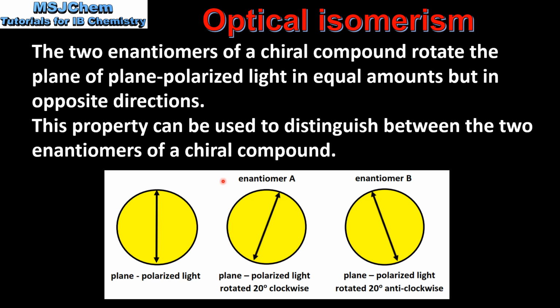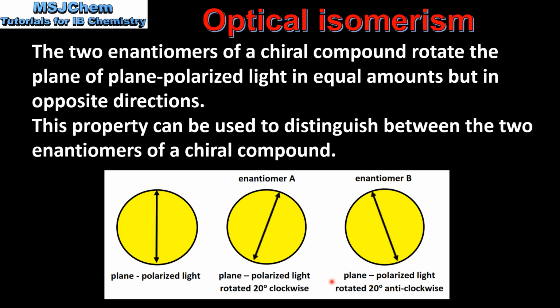In this diagram we have enantiomer A and enantiomer B, which are both enantiomers of a chiral compound. Enantiomer A rotates the plane of plane polarized light 20 degrees clockwise. Enantiomer B rotates the plane of plane polarized light 20 degrees anti-clockwise. So as you can see, the two enantiomers rotate the plane of plane polarized light in equal amounts but in opposite directions.